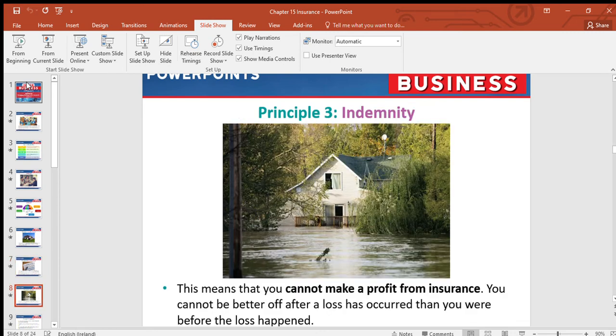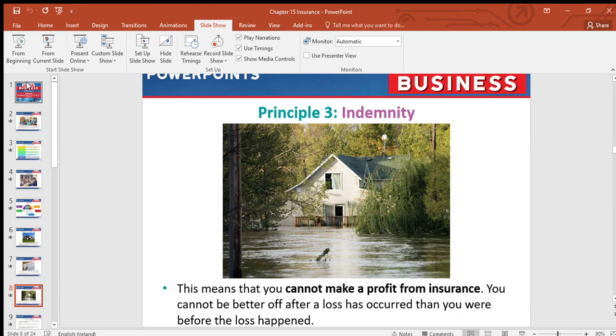Principle number 3 is indemnity. The rest of them are a little bit shorter. Indemnity means you cannot profit from insurance, and that's quite simply most of what it means. So you cannot be better off after a loss has occurred than you were before the loss happened.